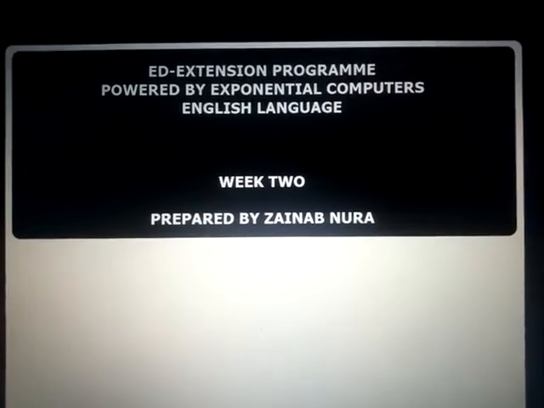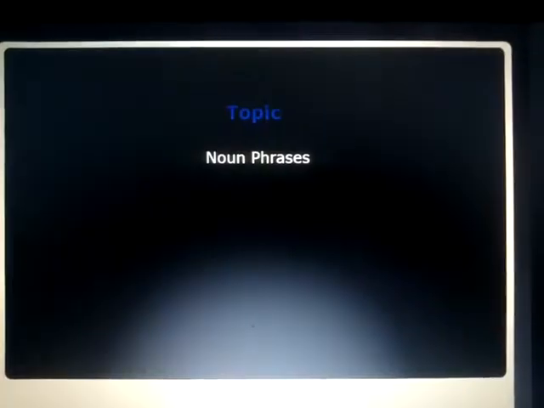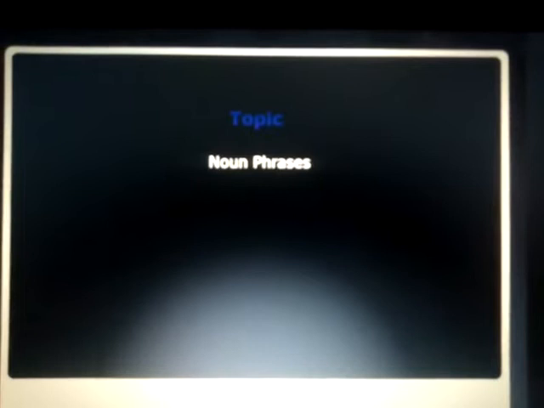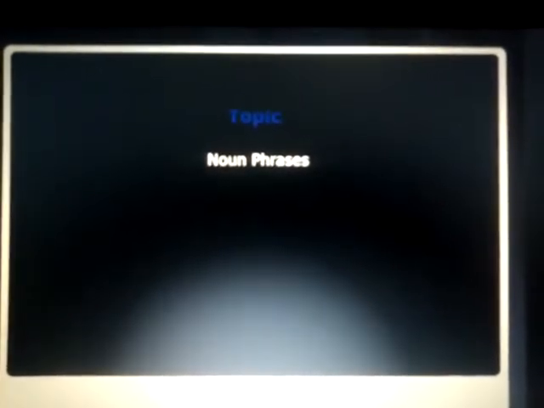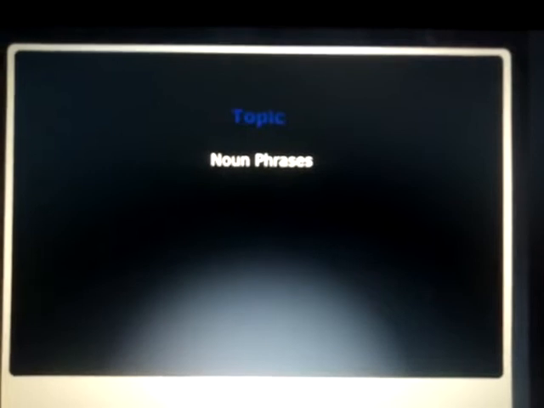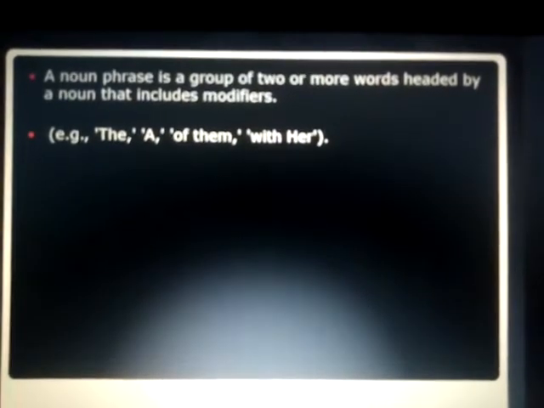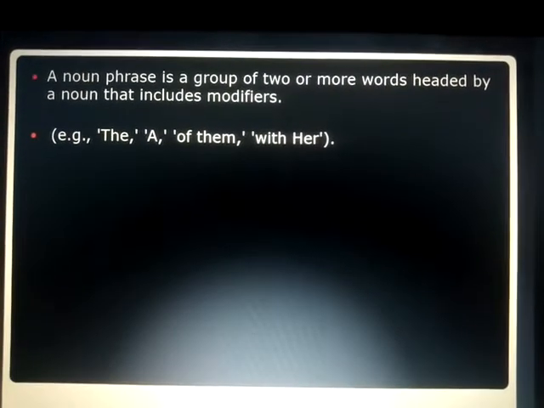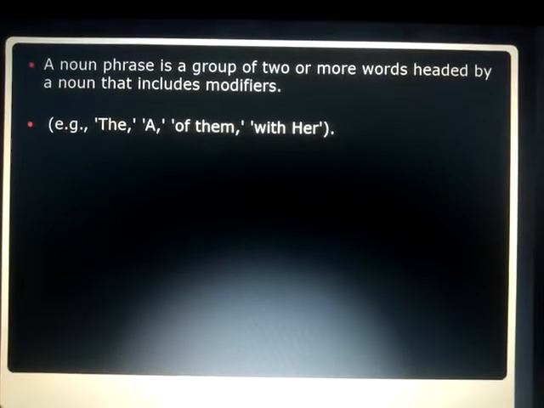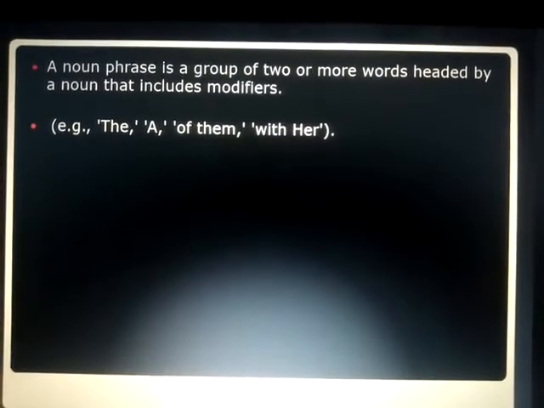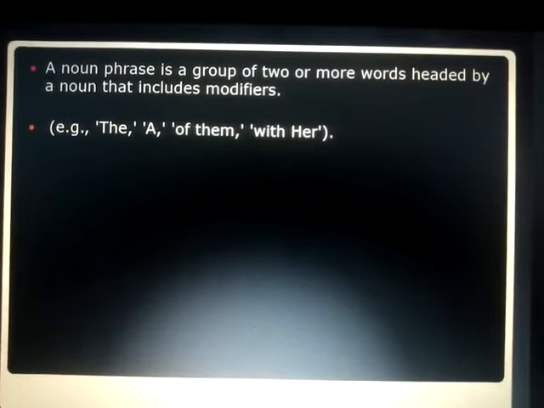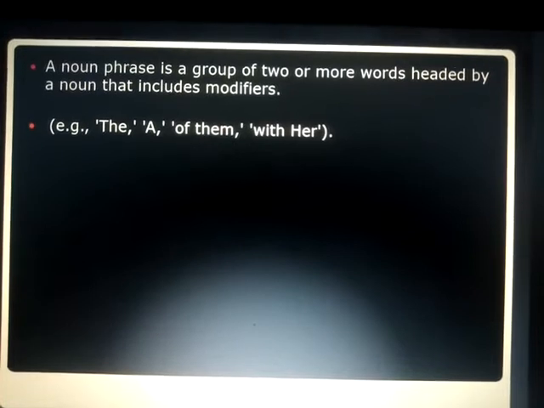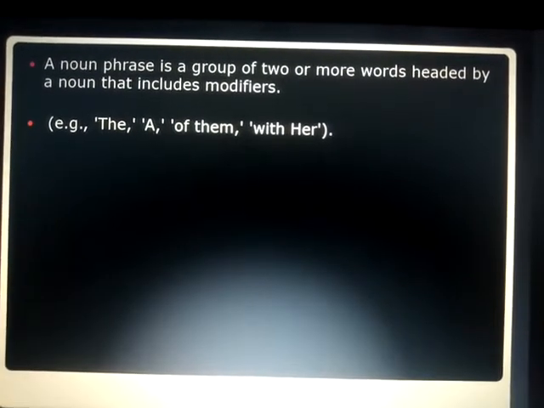So our lesson of today is going to focus on noun phrase. What is a noun phrase? A noun phrase is a group of two or more words headed by a noun that includes modifiers. Examples: the, a, of them, with her.